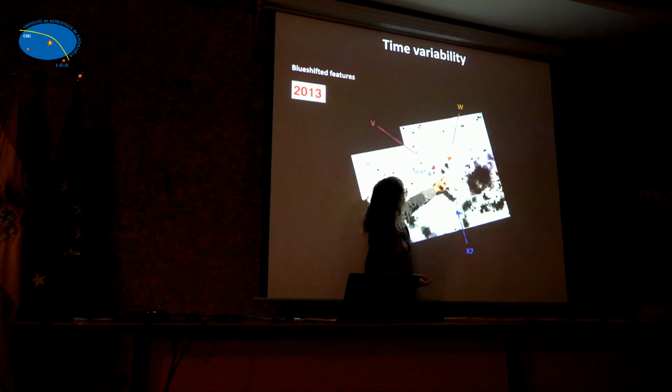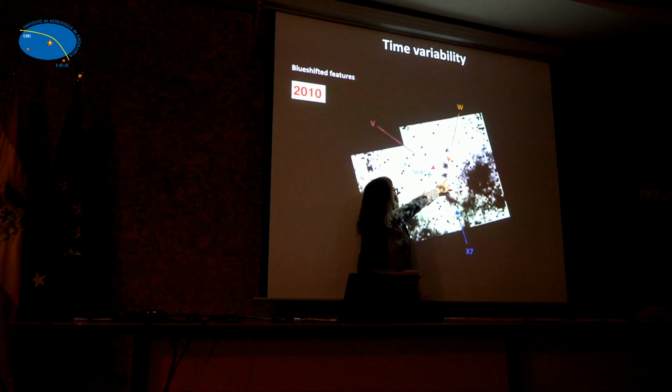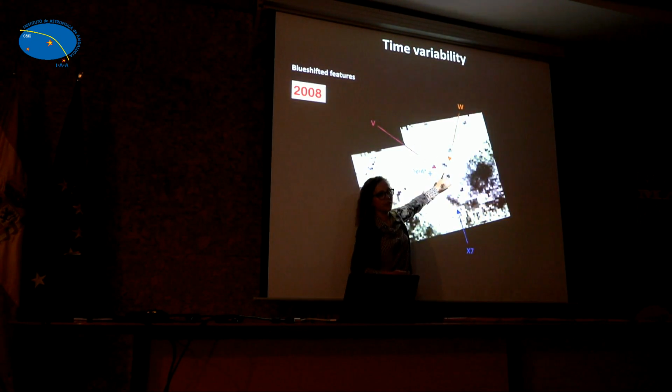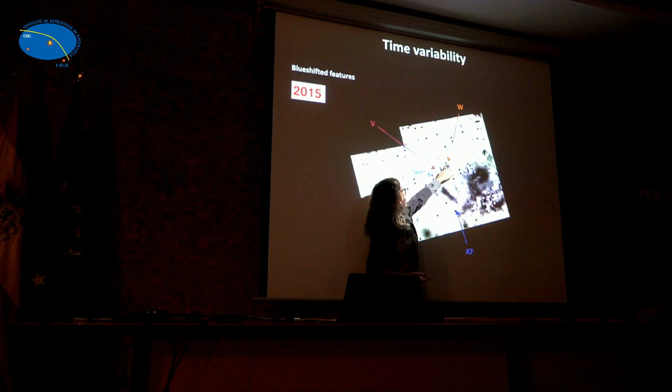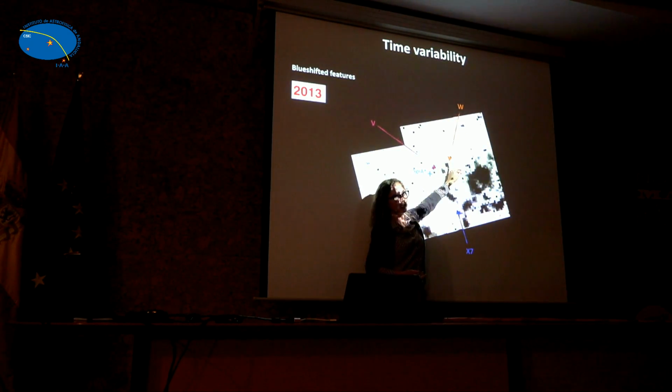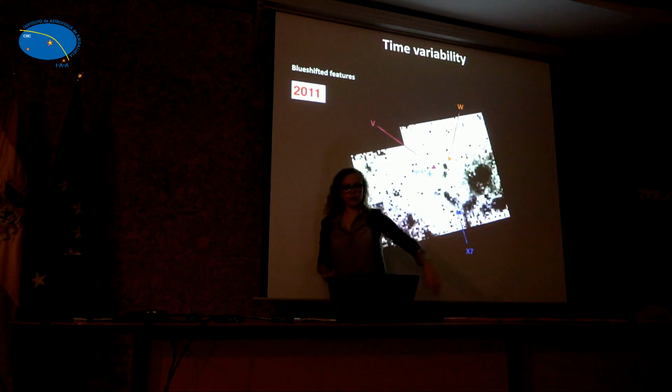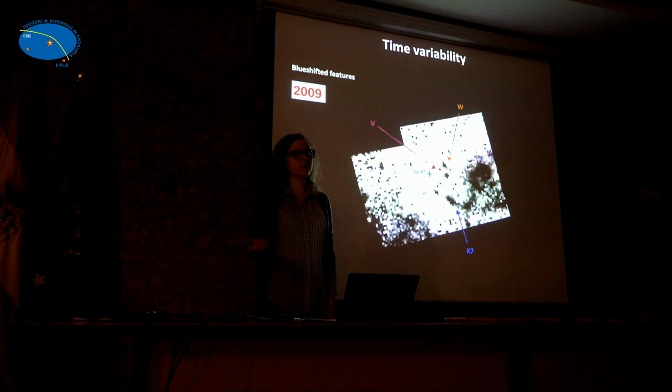Then you look at V. Look at how fast it's moving from here up to here in 10 years. It's very interesting. And W is moving in the opposite direction, kind of going away from the black hole. So all these are interesting blobs.